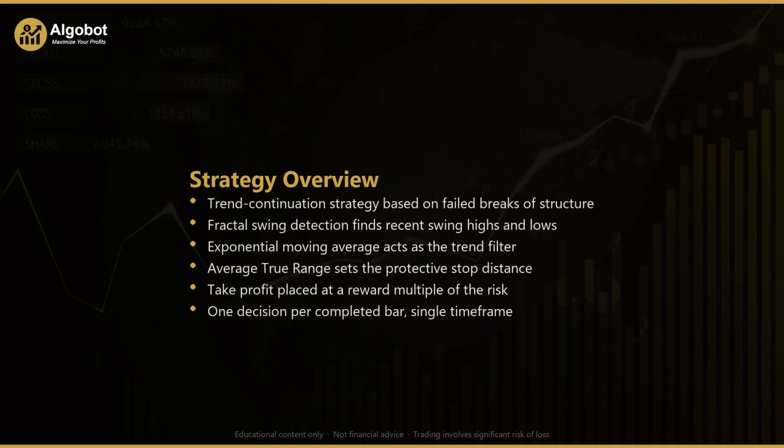To do that, the expert advisor combines three simple tools. First, fractal swing detection finds the recent swing highs and lows, using a lookback of 3 bars on each side. Second, an exponential moving average, with a default period of 50, acts as a trend filter. The strategy only looks for long setups when price is above a rising average, and short setups when price is below a falling one. Third, the average true range, with a period of 14, measures volatility and sets the distance of the protective stop. It runs on a single primary time frame, and it makes one decision per completed bar, so it isn't reacting to every tick of noise.